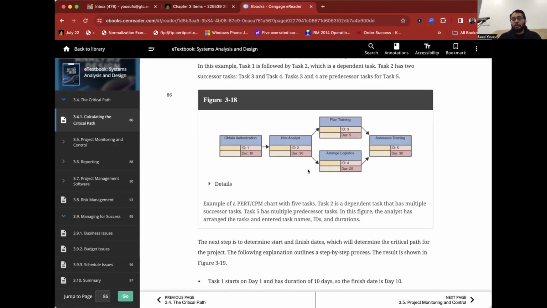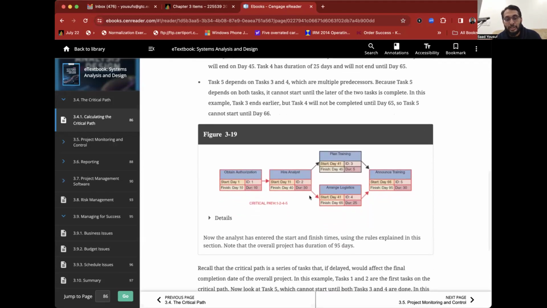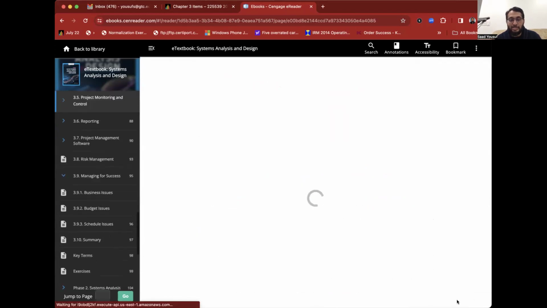So the total duration of the project, according to the critical path, will be 10 plus 30, 40, plus 25, 65, plus 30, 95 days. That will be considered as the critical path of the project. So tasks number 1, 2, 4, and 5 together, that will be regarded as this.